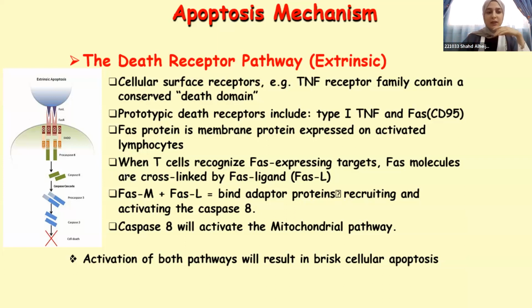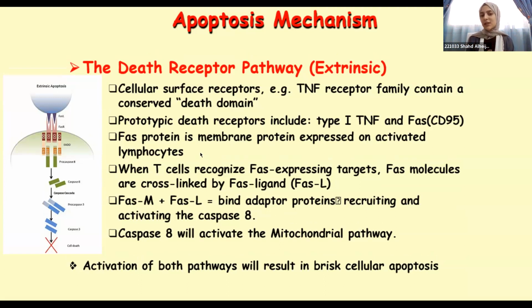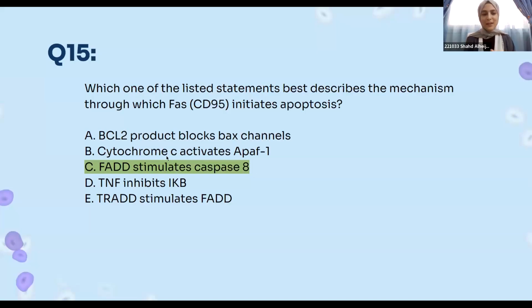Now, in this case, we have the FAS ligand, which will bind to the FAS receptor. This would activate caspase 8 and move on with the executioner caspases and so on. And this would activate cellular apoptosis. But the only difference is that in this case, this is extrinsic. In the cytochrome C case, it was intrinsic. Is that clear?